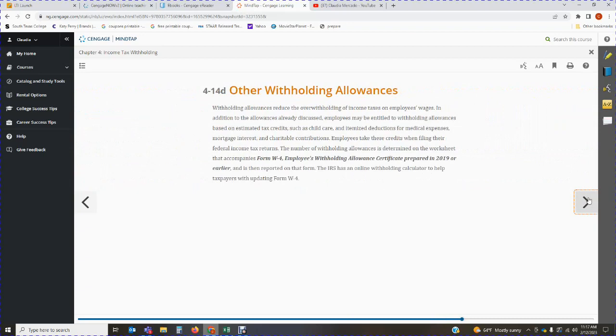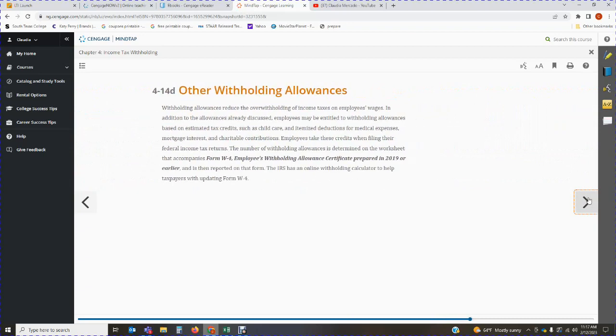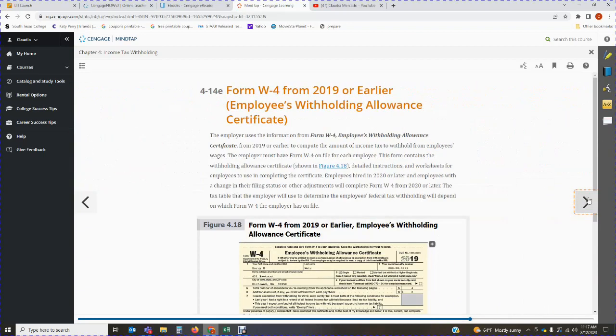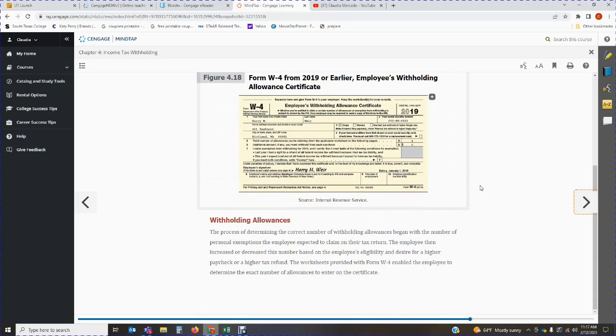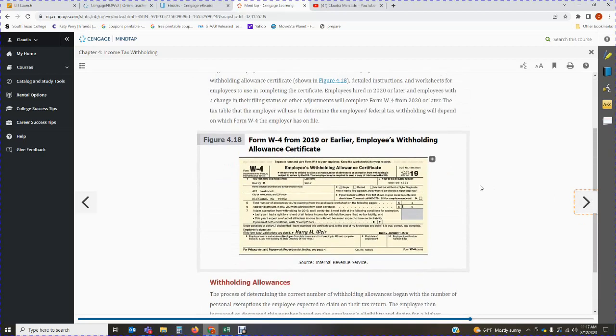Okay, so I'm going to skip through this. Make sure that you all read all of this information. It's very important. Okay, so this used to be the W4 from 2019 or earlier. This form W4 has changed. Now currently it does not look like this. And we can go back to the earlier chapter and we can see the differences.